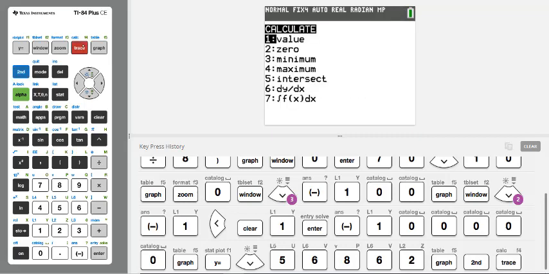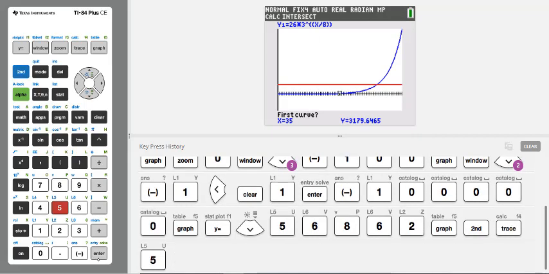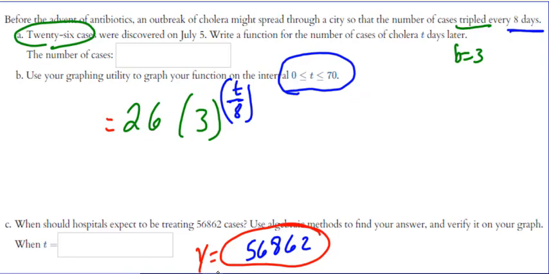So second trace, 5, enter, enter, enter, again. And it is at 56. So T would be 56 days. Okay. Outputs was cases. Okay.